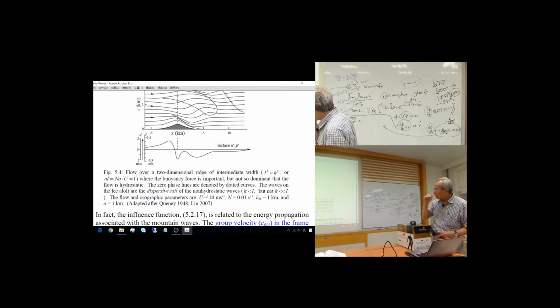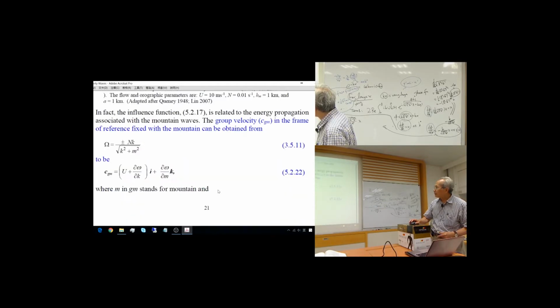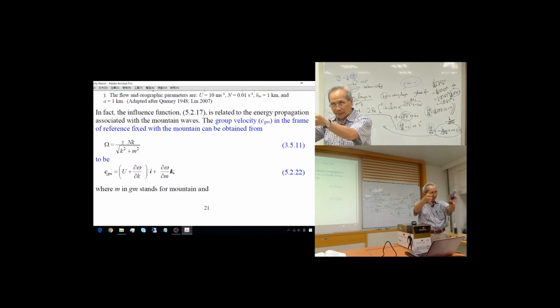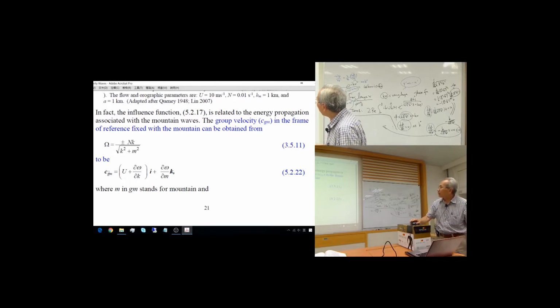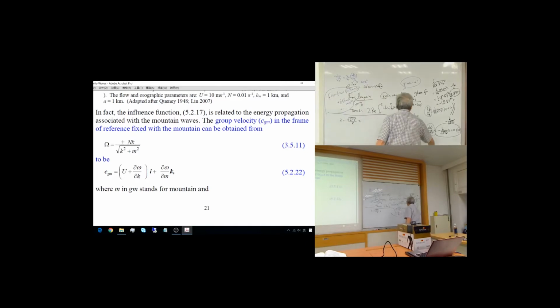Okay, and this kind of argument is also related to the group velocity argument. Say we have this group velocity, this is omega. We calculated this before, and if we look at the group velocity in the frame of reference of the mountain, then we have u plus the derivative of omega with respect to k.